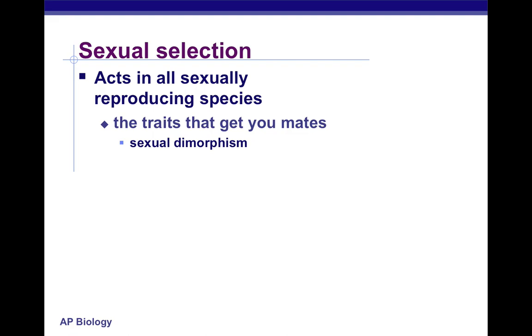When you look at the male peacock and the female peacock, the female is brown, kind of a boring bird. The male peacock has beautiful, bright feathers. That difference is called sexual dimorphism, and it's directed through sexual selection. Sexual selection causes sexual dimorphism to happen, that difference between males and females.